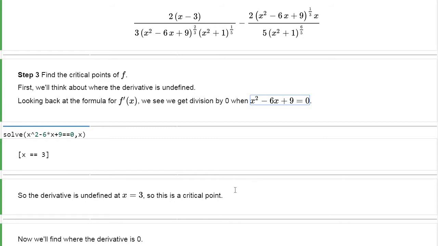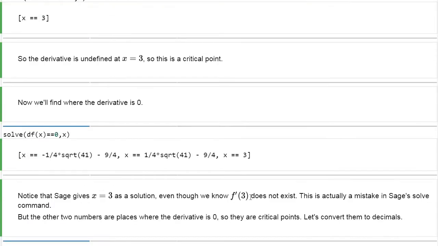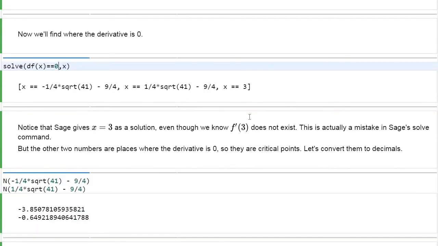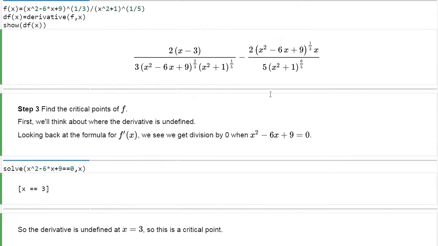That's a critical point. This is the first time we had a critical point where the derivative was undefined. We also need to find out where the derivative is 0. So I asked Sage, where is the derivative 0? It gave me 3 answers. This is a little bit disturbing because it actually gives me x equals 3 here, and I just determined that f prime of 3 doesn't exist. This is actually a mistake that Sage has made. It appears that as part of the solving, this is not a vertical asymptote.